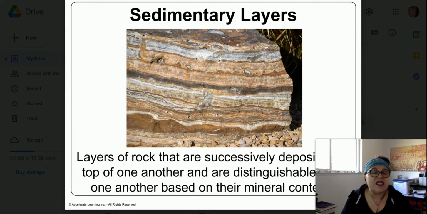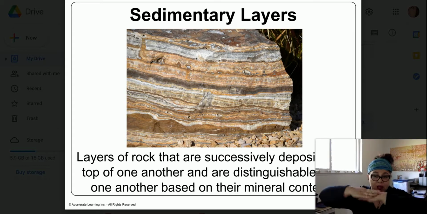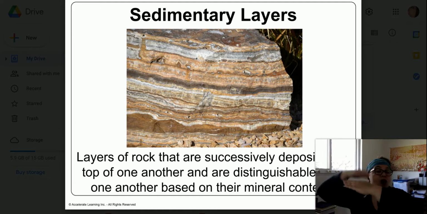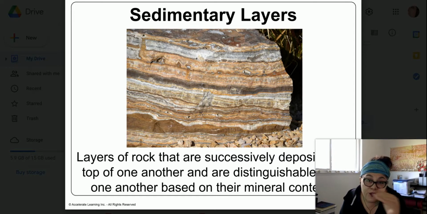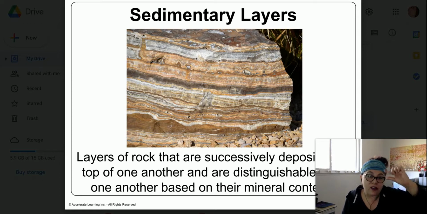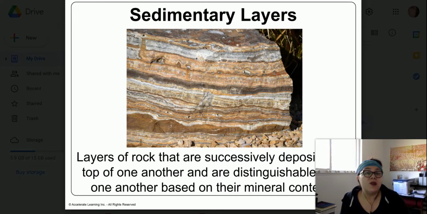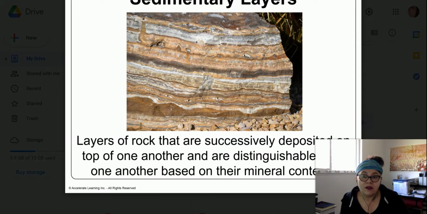The next word is sedimentary layers. Rock layers are successfully deposited, one layer on top of the other, right? And they all have different mineral compositions. And these different layers are called sedimentary. You guys remember when we learned about rocks last year in the 7th grade, we learned about sedimentary rocks, rocks that were made from layers of soil that got compacted and made them into what they are. So these are what sedimentary layers are.